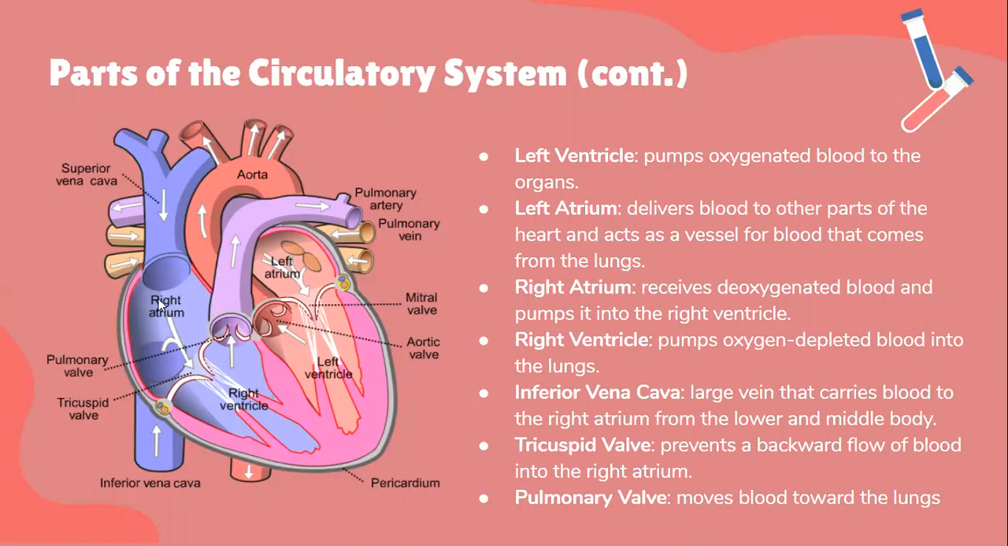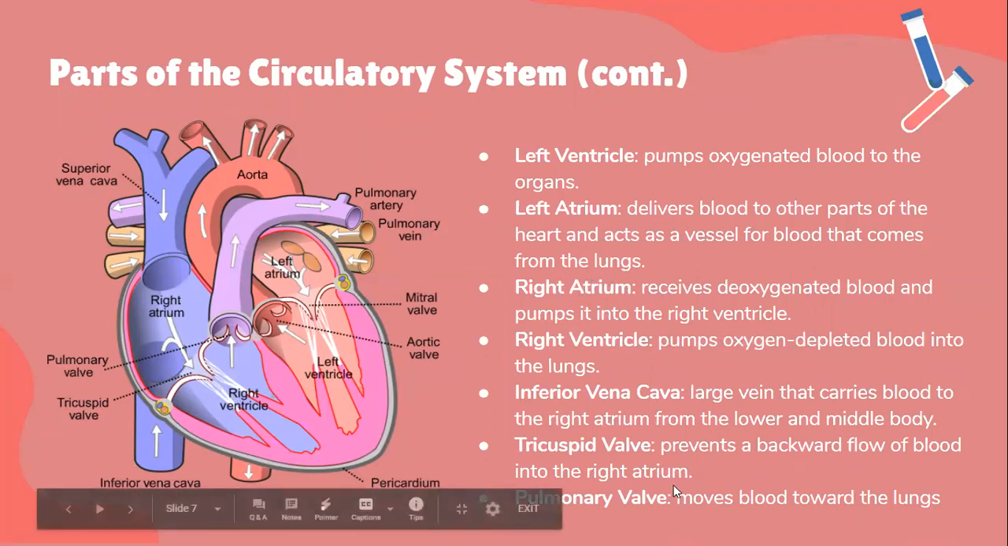Right atrium, which is on the other side right here, receives deoxygenated blood and pumps it into the right ventricle. So it pumps it down into the right ventricle, and the right ventricle pumps oxygen-depleted blood, which is basically deoxygenated blood, into the lungs. So you can see it goes down the superior vena cava into the right atrium, down into the right ventricle, and then up into the pulmonary artery, which goes to the lungs. So there's a big pathway that we'll discuss later.